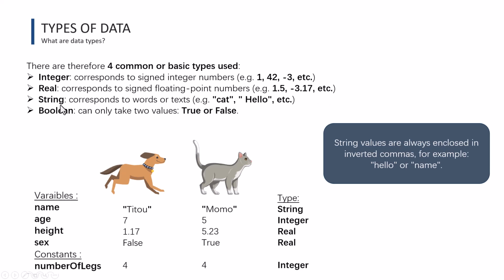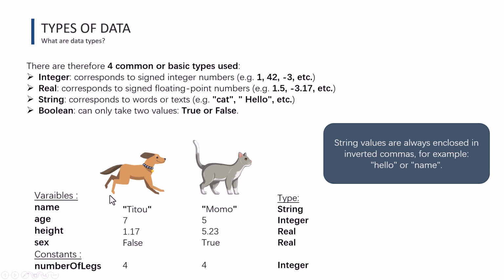You have the type string, corresponding to a word or a text that would be many words joined together. As an example, you have cat and hello. As you have seen, even in the past step, for strings we put all the words and the text between inverted commas. That is an obligation or a good practice that will help us with the programming languages that you will see after. And we have the last type in algorithms, the boolean type. That is a type that can only have two values, true or false.